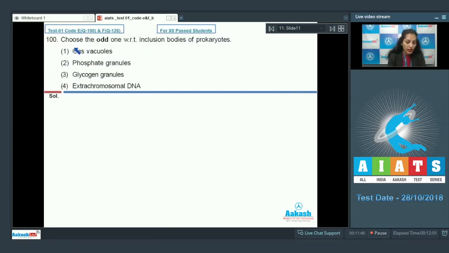Question number 100. Choose the odd one with respect to the inclusion bodies of prokaryotes. This is very easy question. You need to choose the structure which is not the inclusion body of prokaryotes. Inclusion bodies are found in prokaryotes. They lie freely in the cytoplasm and they store reserve material. So gas vacuoles, yes, it is a type of inclusion body. Phosphate granules, yes. Glycogen granules, yes. Extra chromosomal DNA, no. Extra chromosomal DNA is plasmid, which is not the inclusion body. It carries genes and it is the DNA.